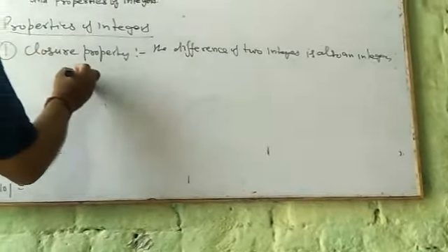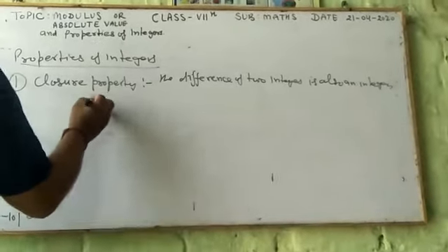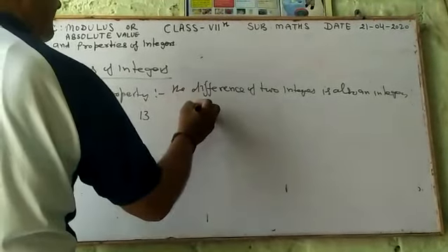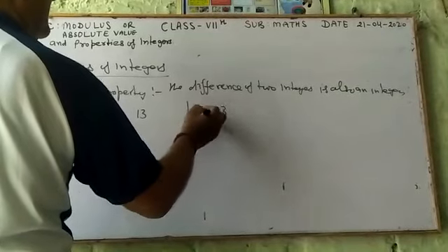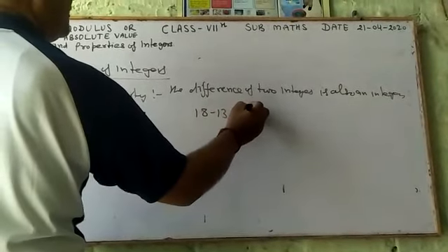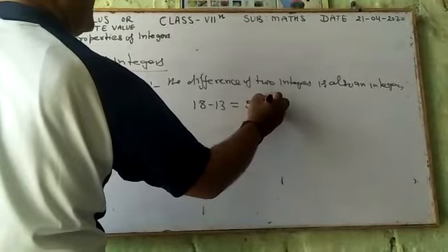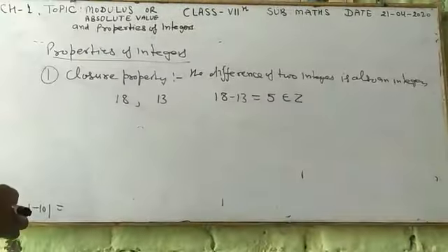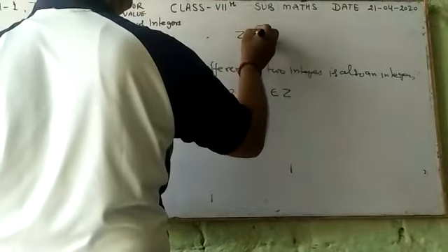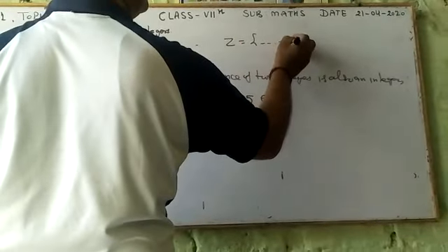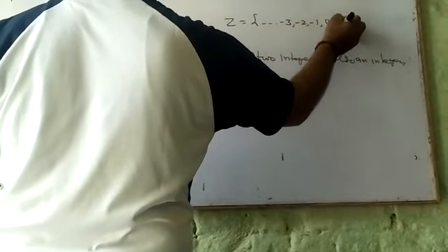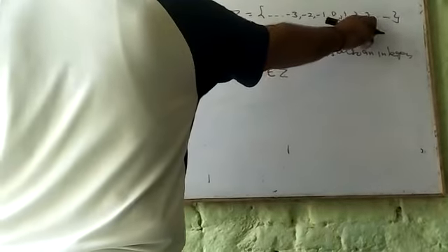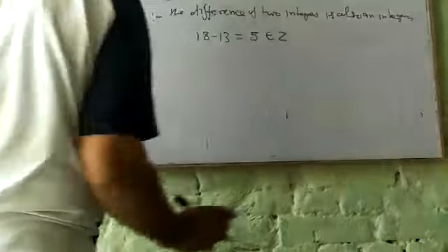So we are taking two integers, that is 18 and 13. So the difference between them, 18 minus 13, becomes 5. So 5 is an integer. This belongs to the integers. Z represents the integers. We already told about integers, that is all negative values, 0 and all positive values. So 5 belongs to here, that is 1, 2, 3, 4 and 5 here.